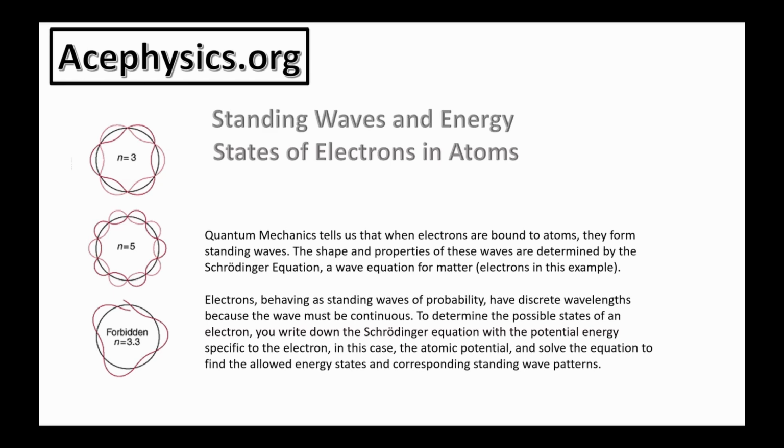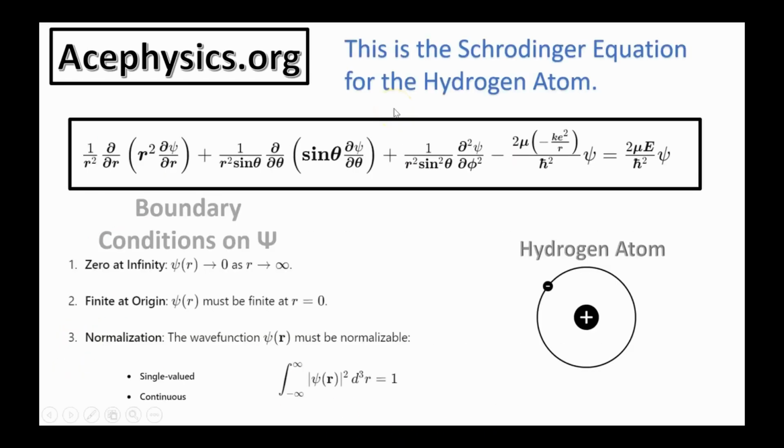To determine the possible states of an electron, you write down the Schrödinger equation with the potential energy specific to the electron, in this case, the atomic potential, and solve the equation to find the allowed energy states and corresponding standing wave patterns. In my previous videos in this playlist, I explained that this is the Schrödinger equation for the hydrogen atom. Solving this equation with these boundary conditions provides the allowed energy states as well as the wave functions for the electrons in the hydrogen atom. Solving this equation with these boundary conditions is what physicists do in order to extract all the information we can about the hydrogen atom. Terrific!